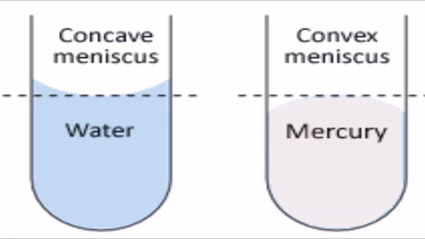Meniscus. The meniscus is the curve seen at the top of a liquid in response to its container. The meniscus can be either concave or convex depending on the surface tension of the liquid and adhesion to the wall of the container. In this lab, we focus on concave meniscus. When we read a scale of concave meniscus, we have to read the bottom of the meniscus.